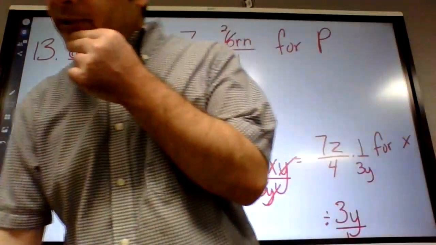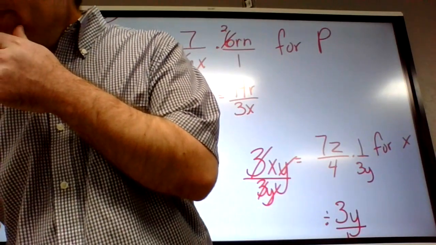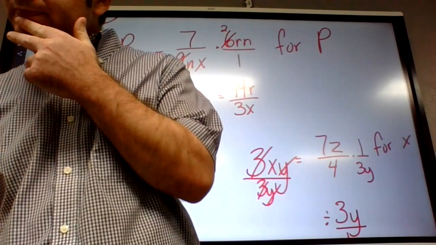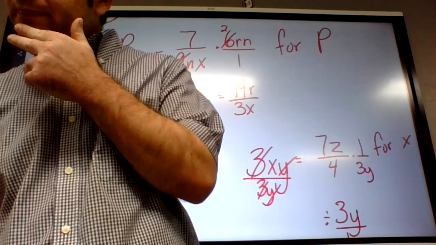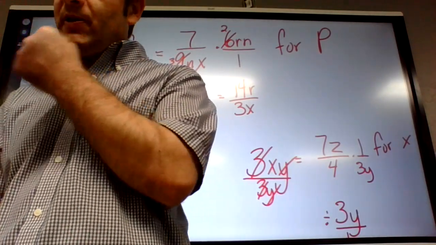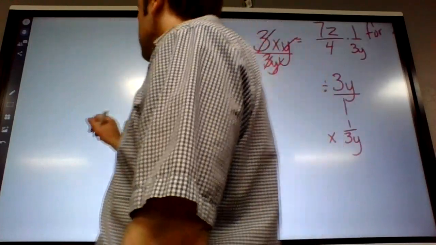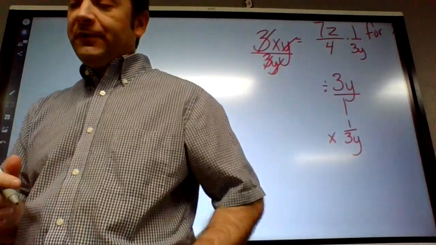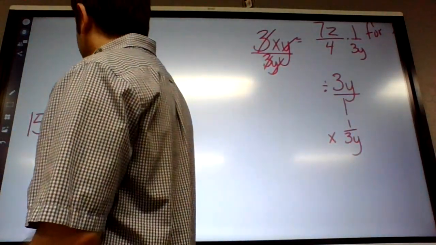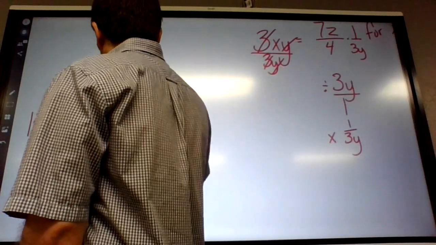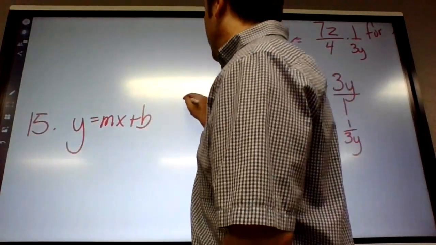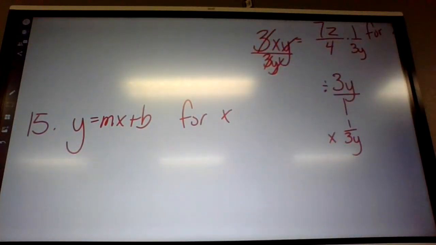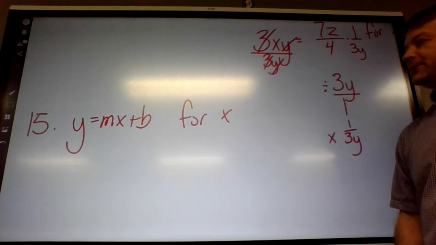Let me see if there's an odd like that. No, not really. I guess just 18. Maybe I'll help you guys with 18. 18's weird in a couple different ways. Okay, 15. They're back to y equals mx plus b. But this time they want to solve for x. Kenton, how could we solve this for x?